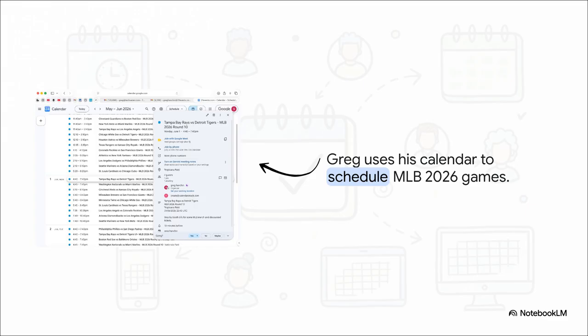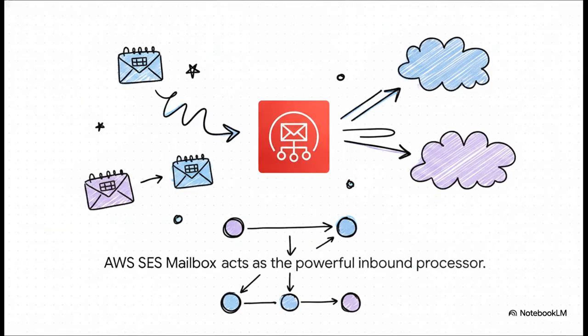But here is the secret sauce. He adds a very specific creation email address, like create@calendarsnack.com, as a guest on the invite. This magic email address acts as an automated gateway for all of his event data. The second Greg hits save, his standard calendar invite is immediately routed straight into an AWS Simple Email Service, or SES, mailbox. This is the critical first checkpoint.